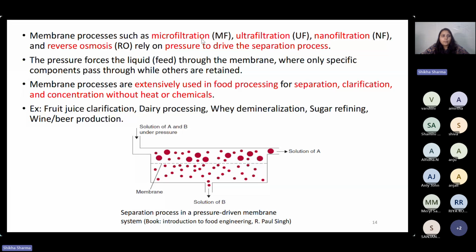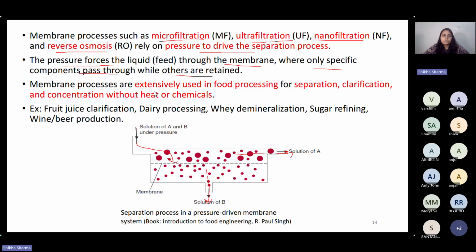So the membrane processes include microfiltration, ultrafiltration, nanofiltration, and reverse osmosis, and they rely basically on pressure to drive the separation process. Suppose here solutions A and B are coming and they are under pressure. The particle size of solution B is small, so it passes through this membrane and solution A is separated out differently. So basically the pressure forces the liquid or the feed through the membrane, where only specific components pass through while others are retained.